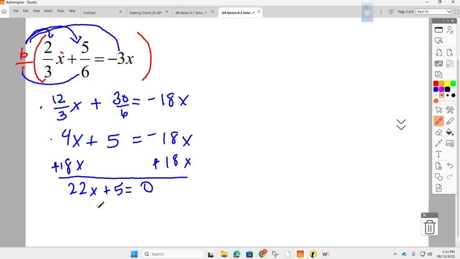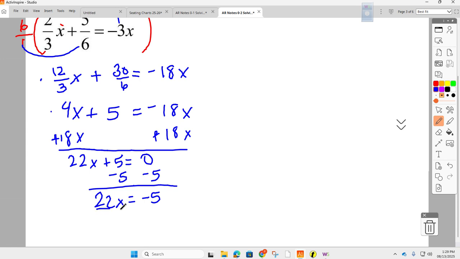So now we have an equation that looks just like the one we solved yesterday. 22 times x plus 5. What do we do first, Carlin? Do we undo the adding first or the multiplying first? Yes. So we're going to subtract 5. That's how we undo the adding. And what we have left here is 22x equals negative 5. So I'm going to undo that multiplication by dividing.